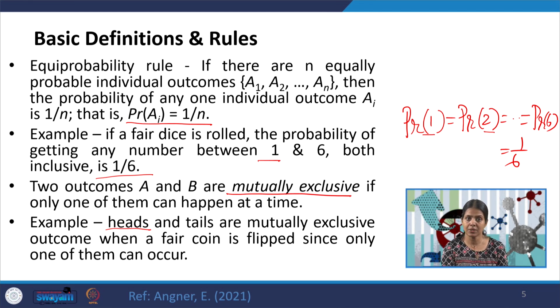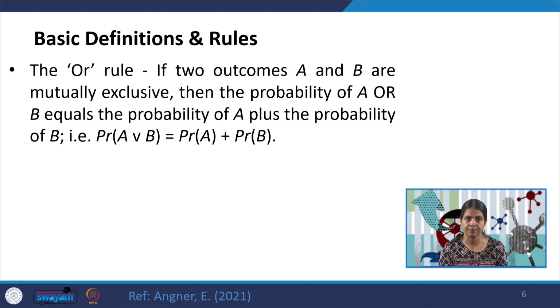When a fair coin is flipped, since only one of them can occur, it is not possible that both head and tail come up simultaneously. So, mutually exclusive events are those where if one happens, the other cannot happen. Now, we apply something called an OR rule for mutually exclusive outcomes. If two outcomes A and B are mutually exclusive, then the probability of A or B equals the probability of A plus the probability of B. So, we would be writing it like this: probability A or B equals probability A plus probability B.